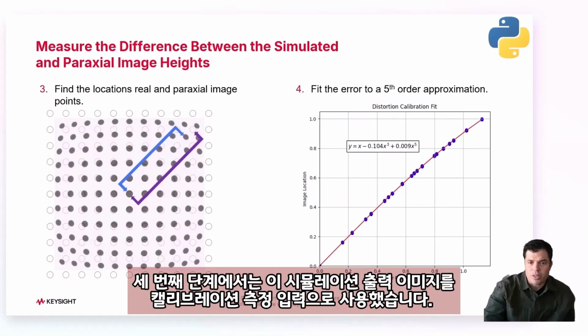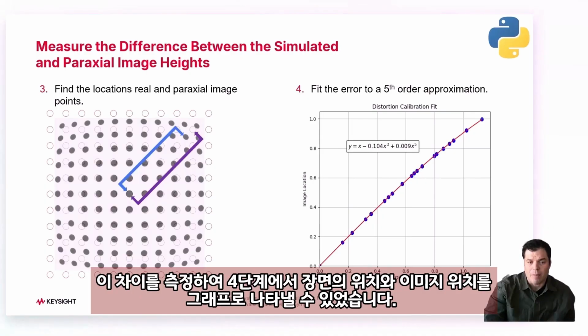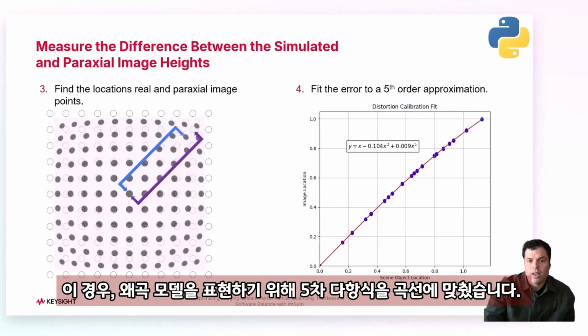In step 3, we use the simulated output as the input into the calibration measurement. We wrote a Python routine to measure the difference between the simulated and paraxial image heights. By measuring the difference between these dots, we were able to plot the scene object location versus the image location in step 4. In this case, we fit a fifth-order polynomial to the curve as a representation for our distortion model.